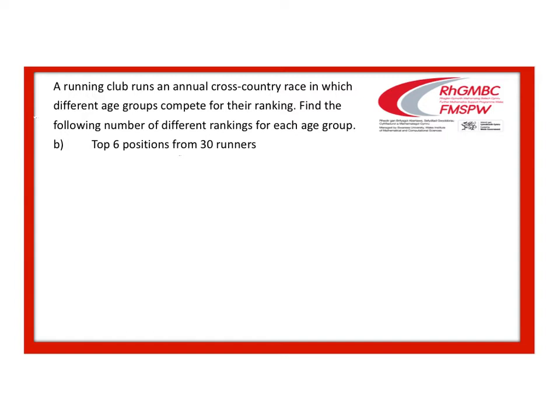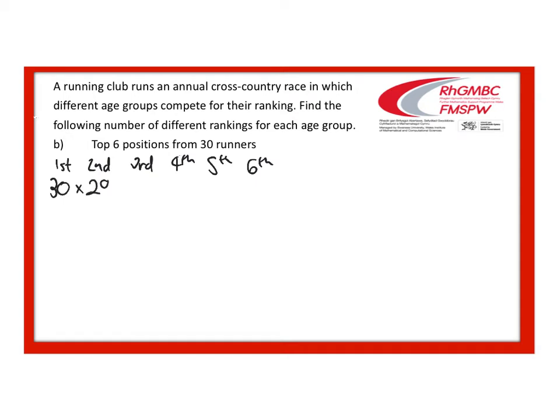So we want to do pretty much exactly the same question, except this time we want the top 6 positions from 30 runners. So again, if I was thinking about first, second, third, fourth, fifth, and sixth, we're just going to modify that counting principle and think, okay, well, the number of people who could come first would be 30. I'm then going to multiply that by the number of people who could come second.